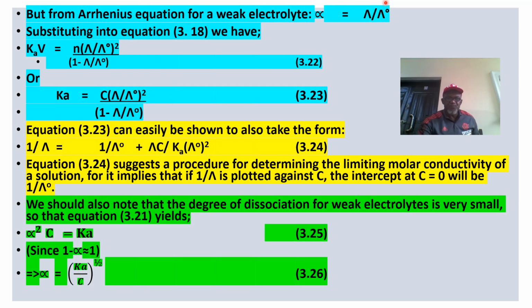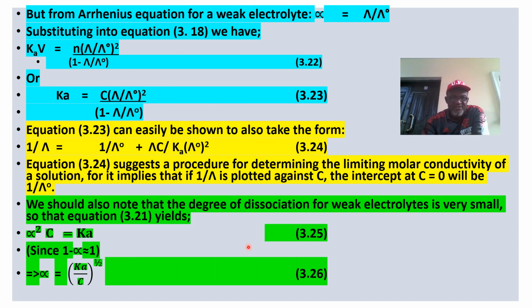If we move further, since alpha, from Arrhenius law of dissociation, is equal to this, we substitute for alpha, and we have that the dissociation constant Ka is equal to this. And we can solve this equation to arrive at this. So I want you to take your pen and paper and see if you can simplify or break down this equation 3.23 and see if you can arrive at equation 3.24.